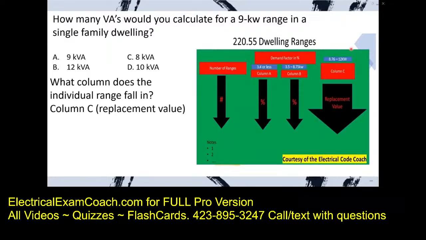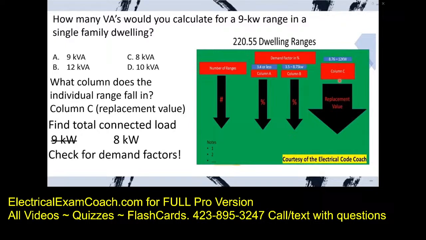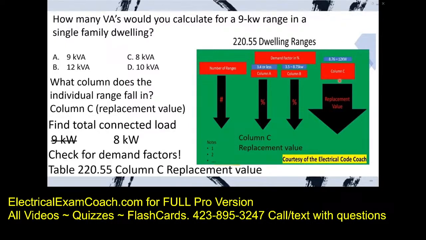Now let's find our total connected load. On the left-hand side, we're going to find our number of ranges. In this case, it's 1. Then we're going to cross all the way back over to column C and find that our replacement value is 8 kW. Then, just to stay in practice, I want you to always be familiar with checking for demand factors. But in this case, in table 220.55, column C is a replacement value. It is not a multiplier, so we're just going to select C. Great job.